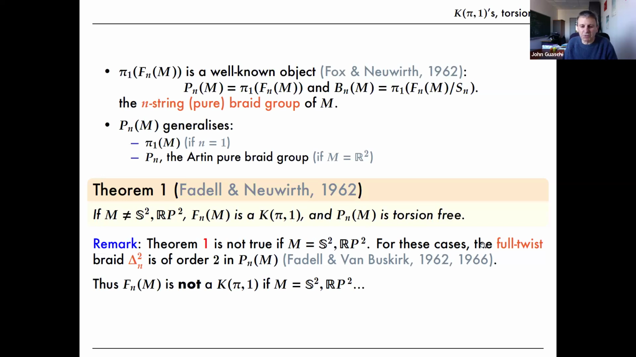But in any case, you can construct the full twist braid that you can view as an object in your pure braid group of M. And Fadell and Van Buskirk showed that this braid is of order 2. So the group has torsion, and so the space is not a K(π1, 1).